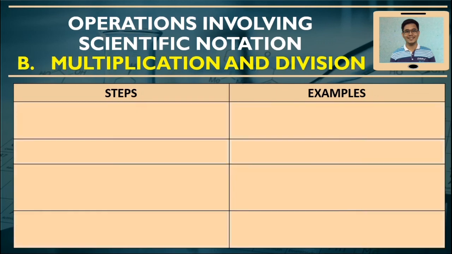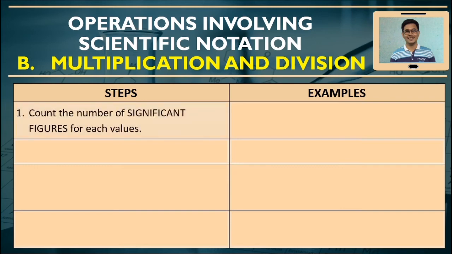And now let's proceed with multiplication and division. So just like in the addition and subtraction of scientific notation, it also has 4 steps. And what are these steps? We have step number 1, count the number of significant figures for each value. So here, our given is 4.4, which has 2 significant figures. And then our second value is 0.4, which has 1 significant figure.